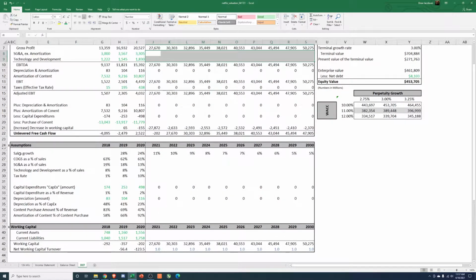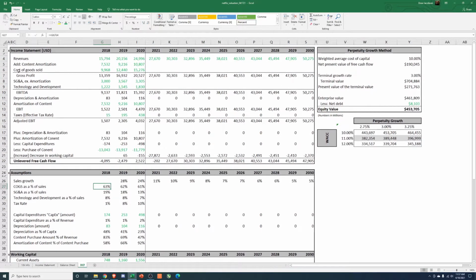So the first thing down here is COGS as a percent of sales. If you watched the last video, you know we backed content amortization out of COGS because it's basically D&A. If we're trying to get EBITDA, we need to back that out. So right now we have G6 divided by G4, and we need to update this slightly.